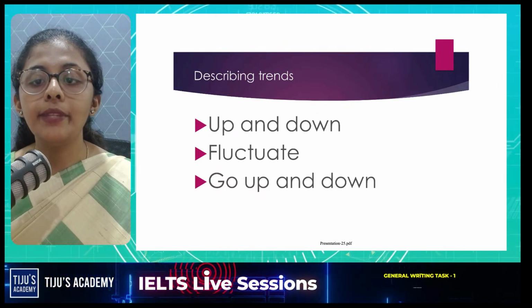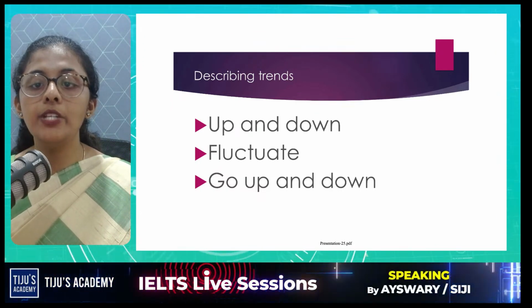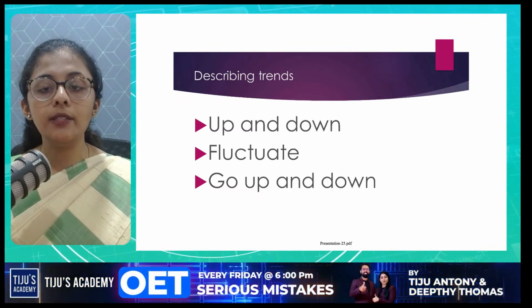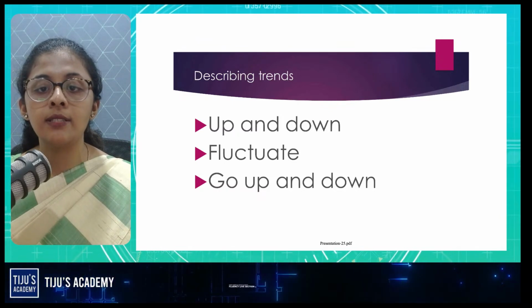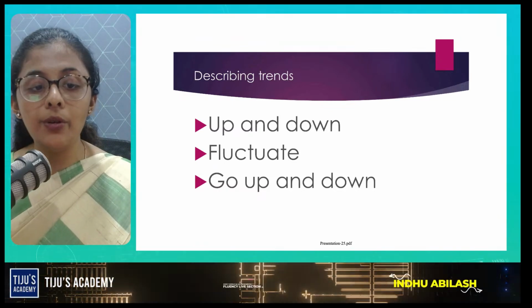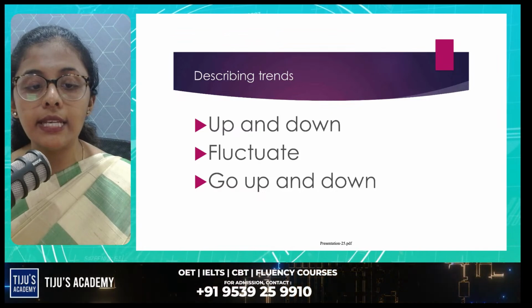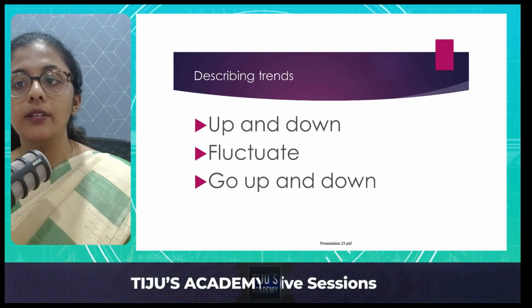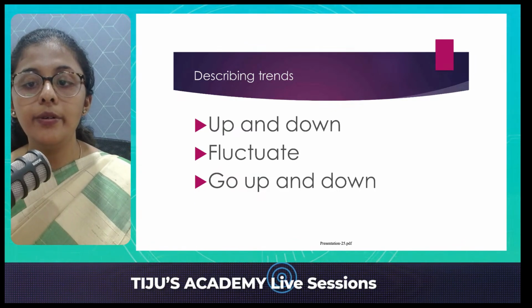So now the last thing is about something that is fluctuating. It shows up and down, or it was fluctuating. What does fluctuating mean? I have already described it in the beginning section. What is fluctuating?